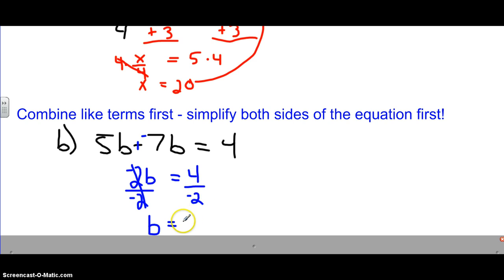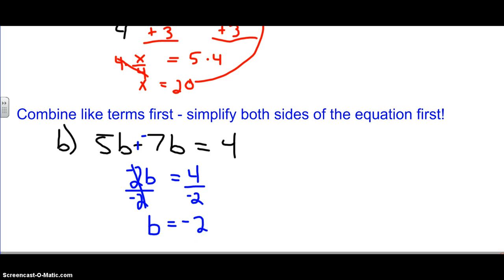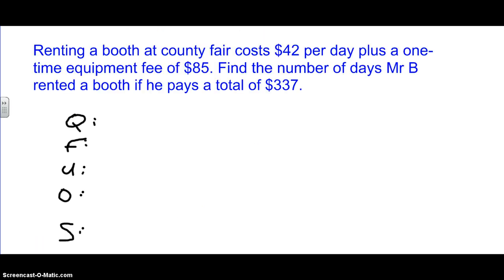Positive divided by a negative is a negative. 4 divided by 2 is 2. Good. And so let's see if the solution makes sense in the original equation. We could put it right back in the original. 5 times negative 2 is negative 10, right? And 7 times negative 2 is negative 14. But remember, we were subtracting this value here. So it's as though we're saying negative 10 minus the negative 14, or negative 10 plus 14, which, yes, equals 4. Good job.